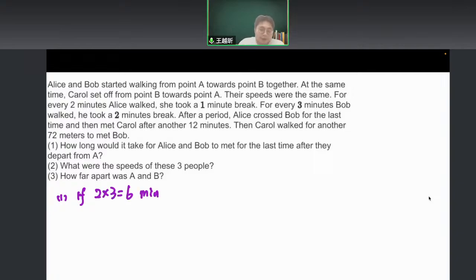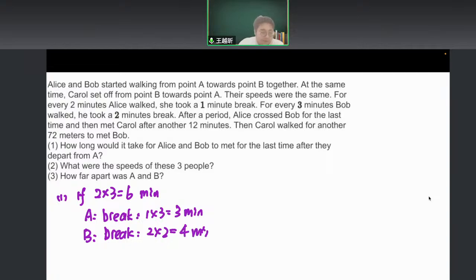Alice will have a break. Alice will break 1 times 3 equals to 3 minutes. And Bob will have a break 2 times 2 equals to 4 minutes. Which means, yeah, if we have a long distance, in average, if we run the same distance, Alice will have less break than Bob, and also Alice's speed will be faster. Okay, so after you know that, we can see the first question.